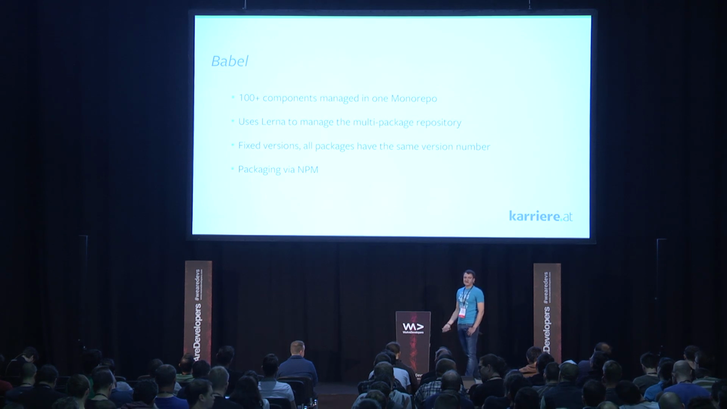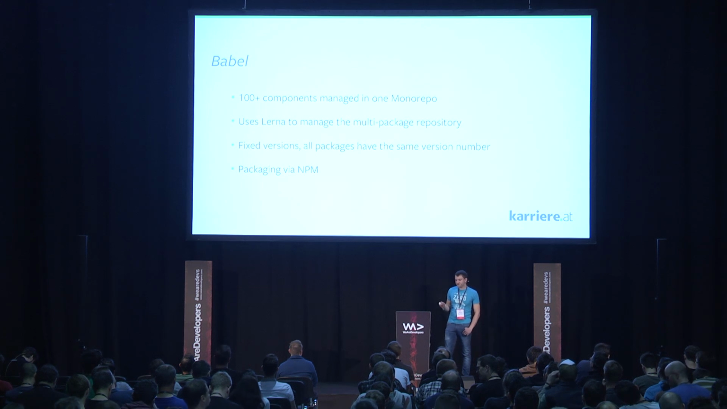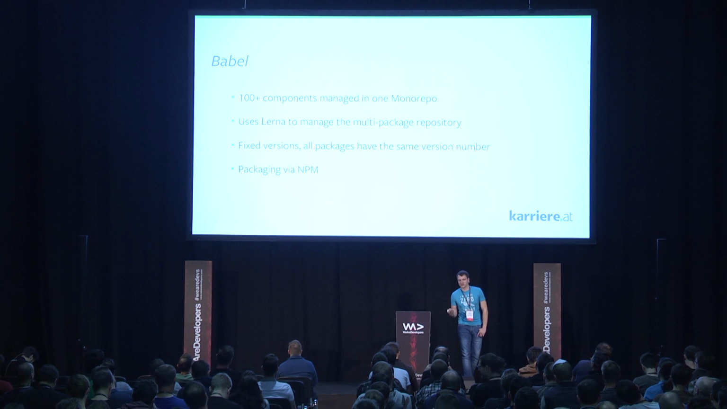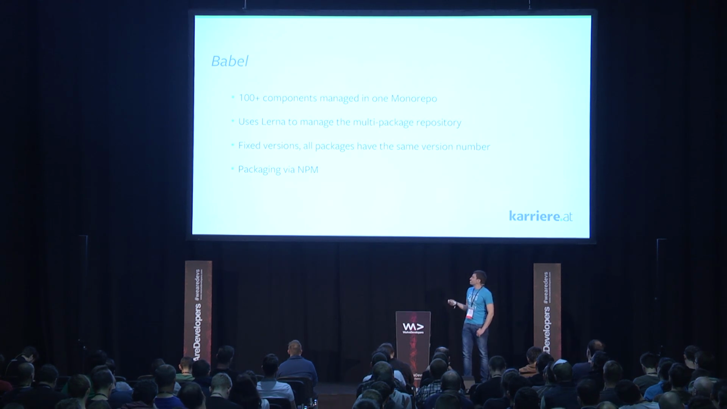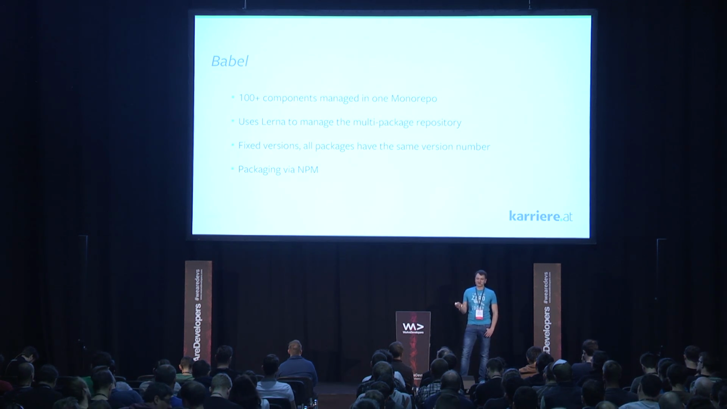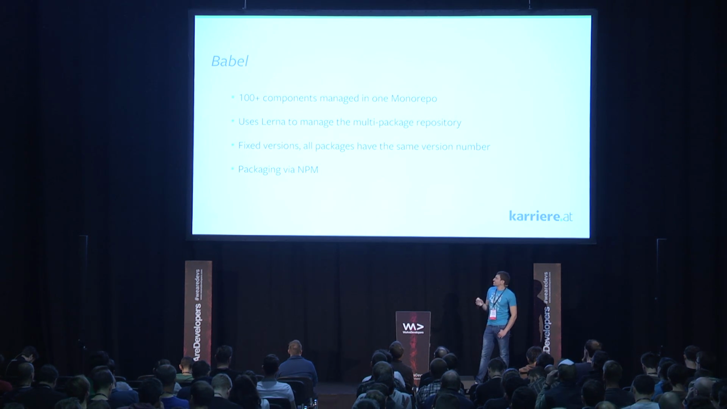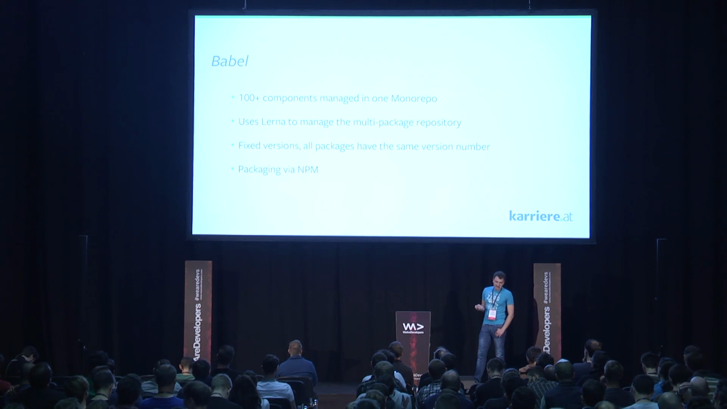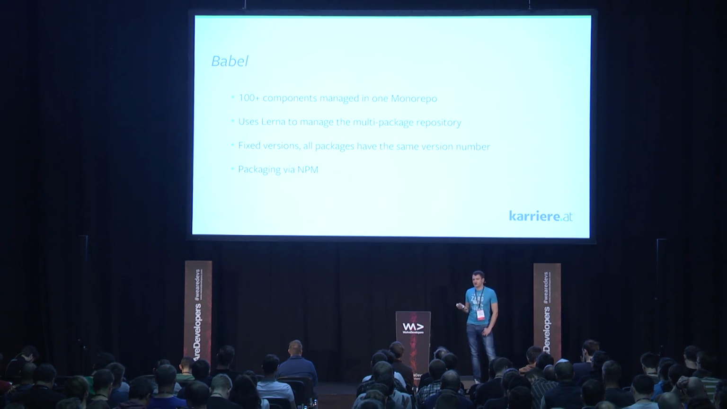So let's take a closer look at such a project which is using a monorepo approach. Babel is an example for a fairly large-sized project monorepo. They're using a single repository approach to manage more than 100 components which are located in one single repository. They're using a tool called Lerna. We're going to see a little more about Lerna a few slides later. And Lerna is especially great in managing multi-package monorepos.